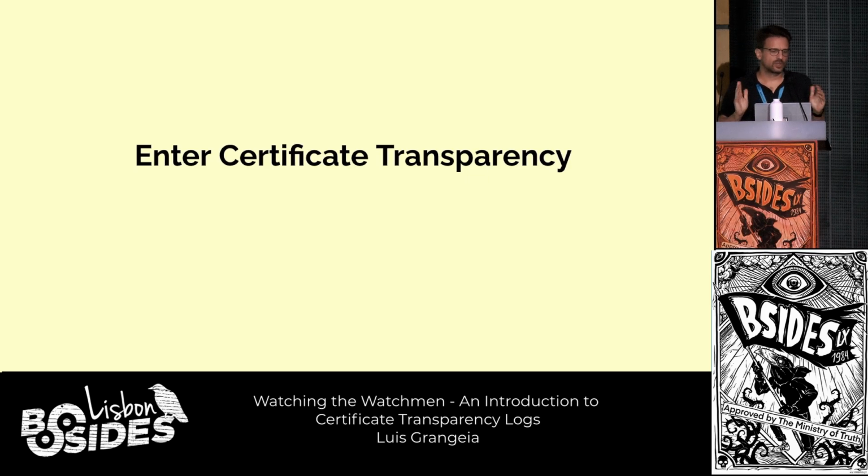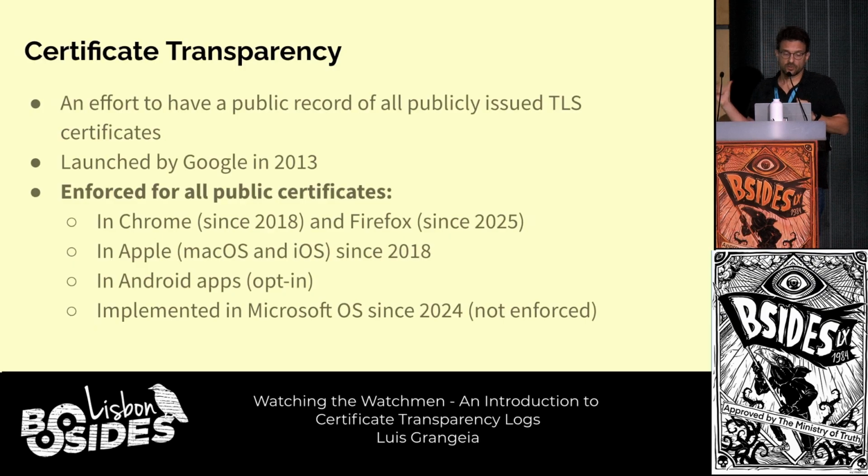So enter certificate transparency. This was the big change that started to be introduced to try to fix this. It was launched by Google officially in 2013. It's basically an effort to have a public record of all publicly issued certificates that are trusted by root CAs. It's now enforced, and by the way, this started in 2013, and we're in 2025. Things are still moving here. There's not complete support and adoption for this technology.